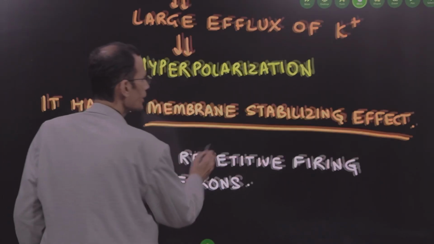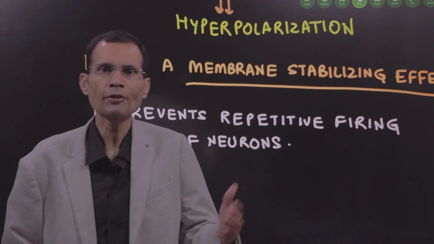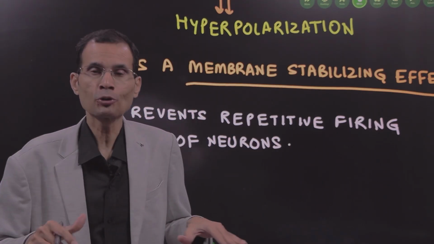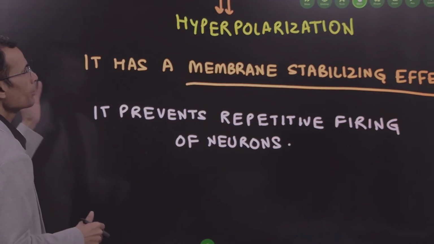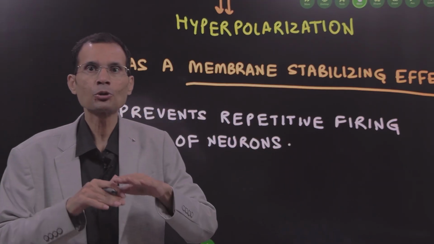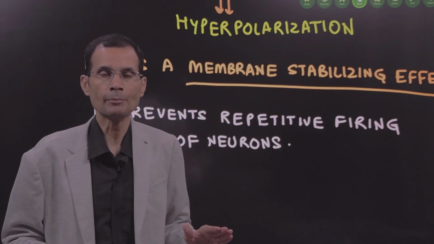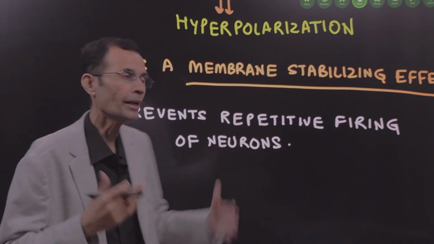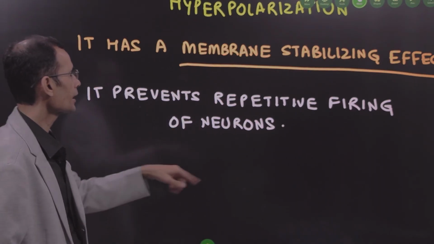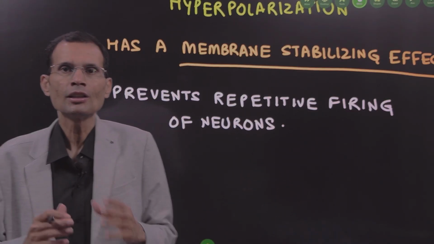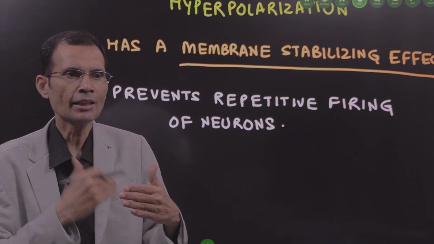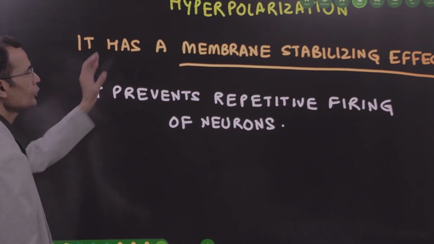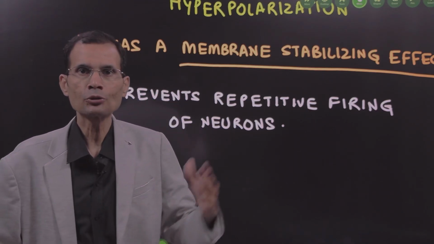So this is an inbuilt check that after a certain amount of repetitive firing of action potentials, for some time the neuron will be hyperpolarized, and this has been called the membrane stabilizing effect, that the neuronal membrane will be stabilized for some time. There will not be hyper excitability of the neurons in the brain, and this prevents the repetitive firing of the neurons. So it's an inbuilt protective mechanism against the excessive firing of neurons. This is the normal physiology related to this particular channel.